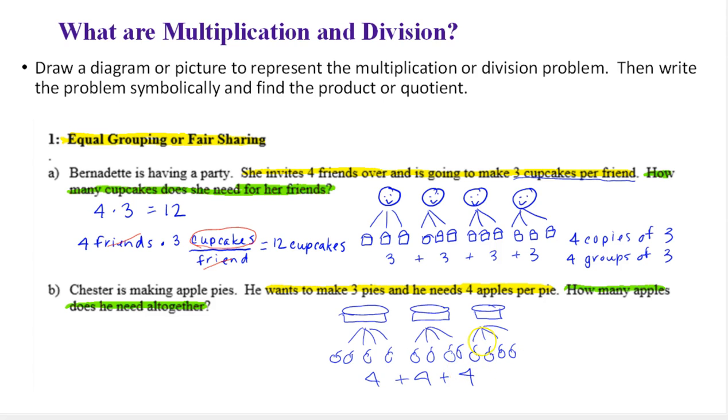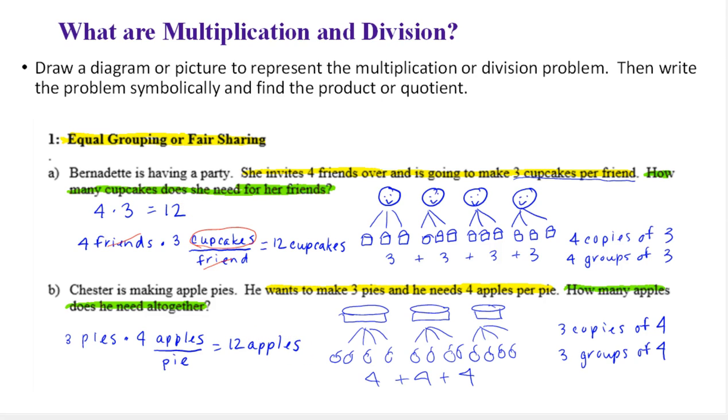Notice how this is a little bit different than the last one. They're both going to be 3 times 4, or 4 times 3, and give us the result of 12. But here we have 3 copies of 4, or 3 groups of 4. So the end result, this is actually called the commutative property of multiplication, is that if we multiply 3 pies times 4 apples per pie, the result is that we need 12 apples.